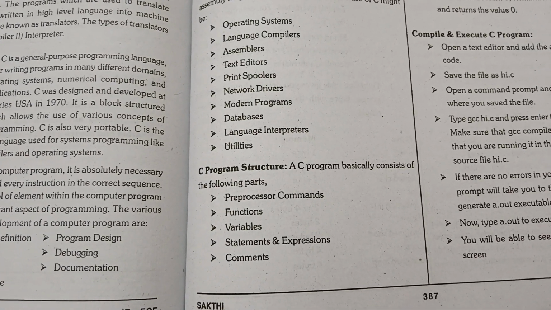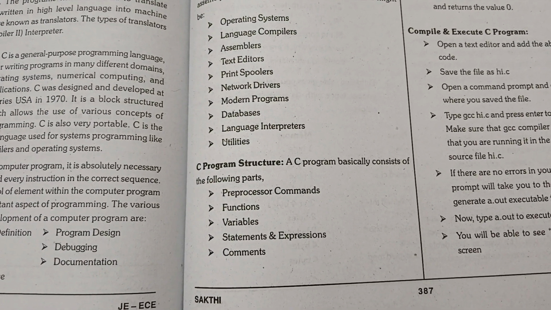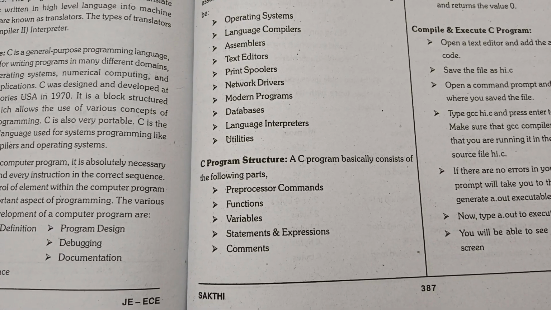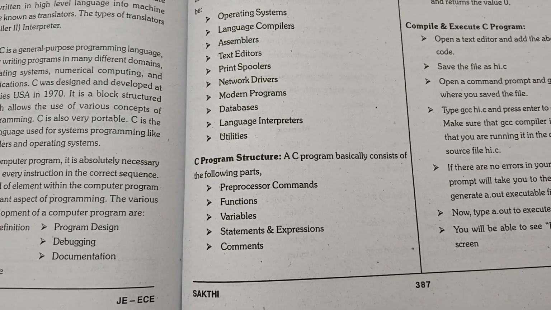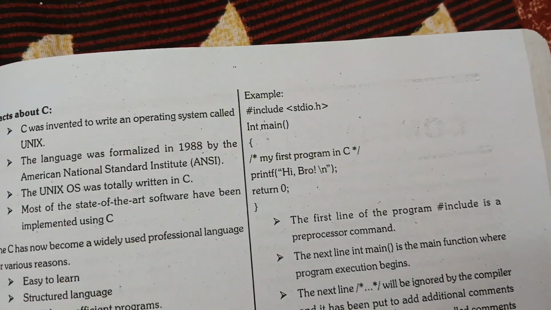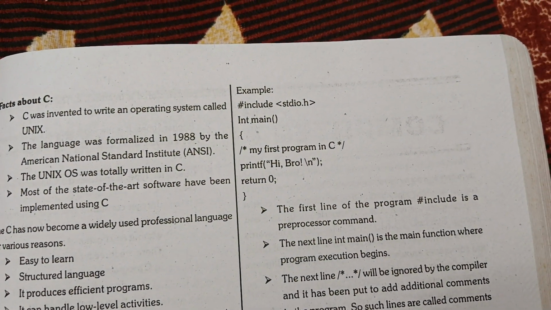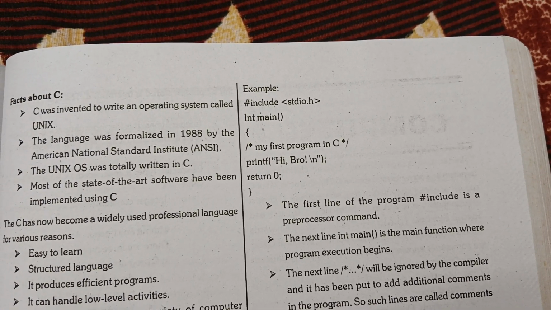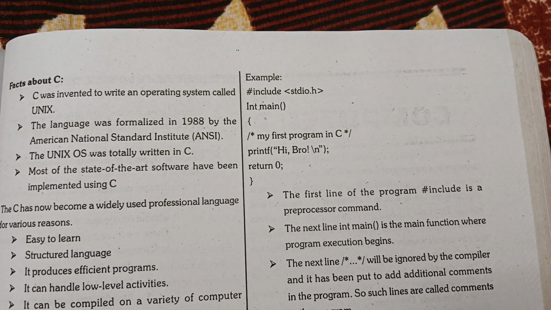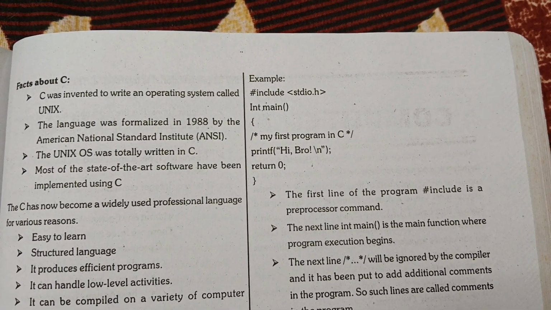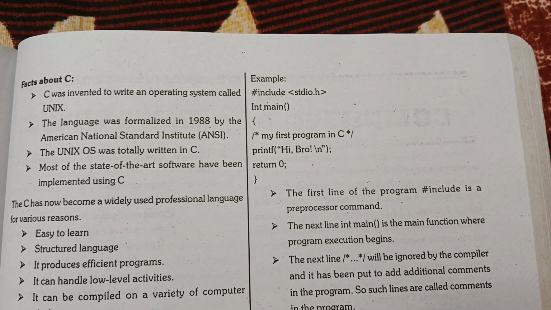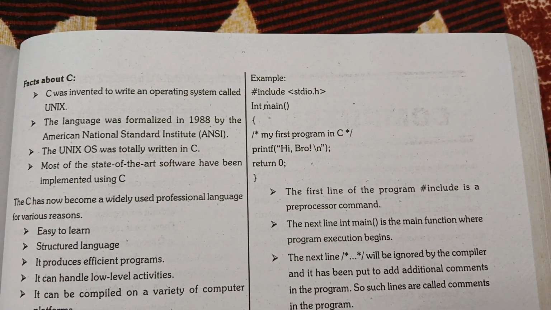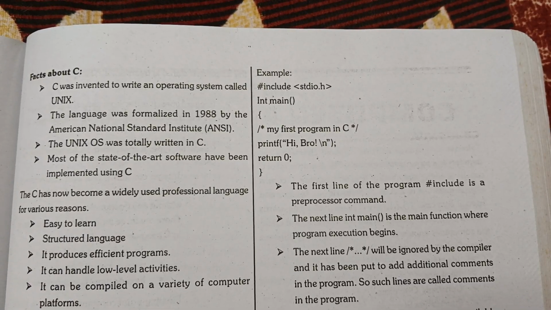C program structure. A C program basically consists of the following parts: preprocessor commands, functions, variables, statements and expressions, comments. For example: #include <stdio.h>, int main, brace, my first program in C, printf hi bro, \n, return 0, brace close.